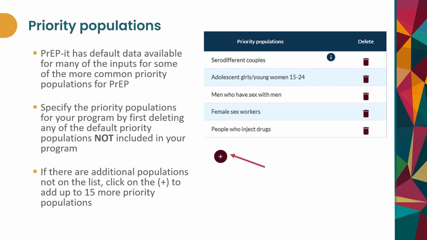One thing to note is that you should not delete serodifferent couples to rename them, such as serodiscordant couples. The calculations for serodifferent couples in PrEP-IT are different than other populations, and the defaults should be used if you are providing PrEP to this population, even if your program calls them by a different name.